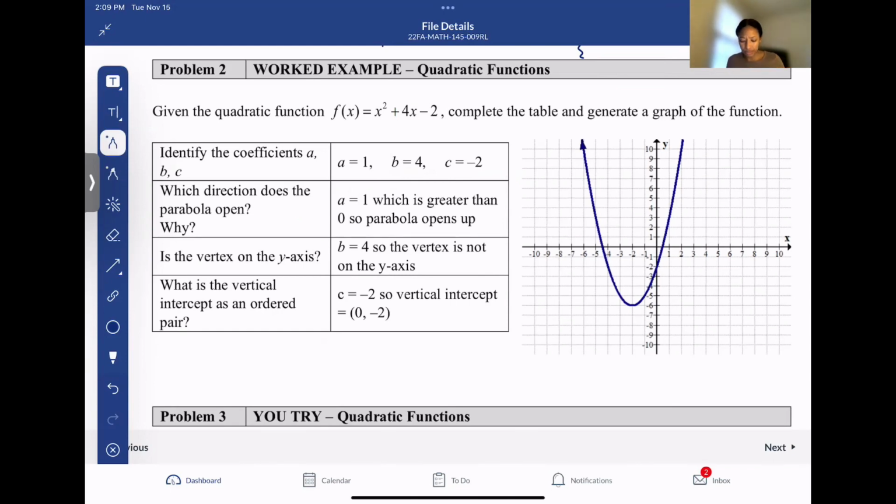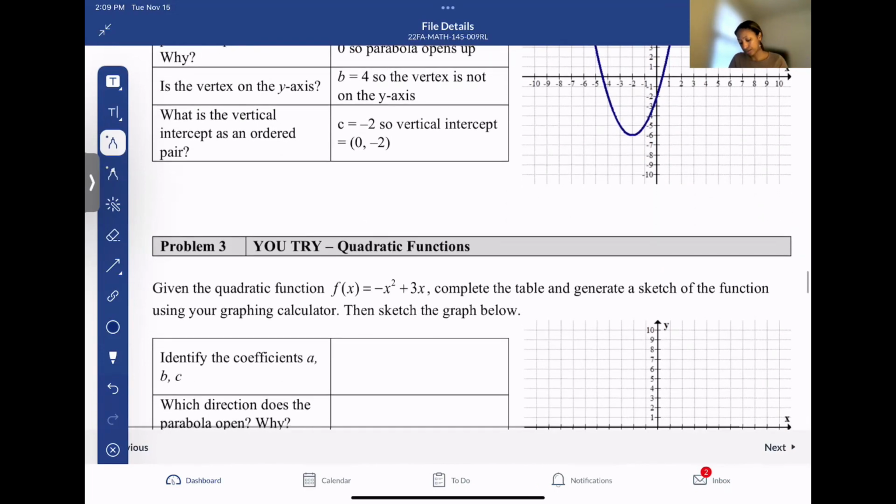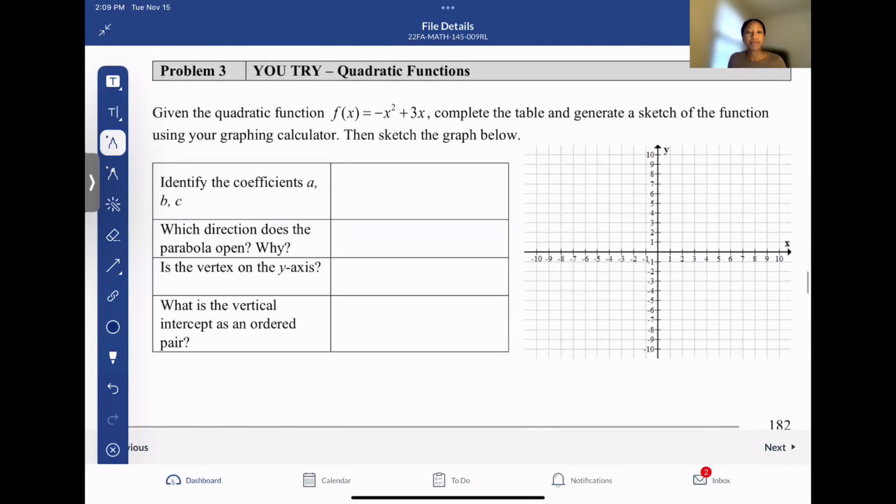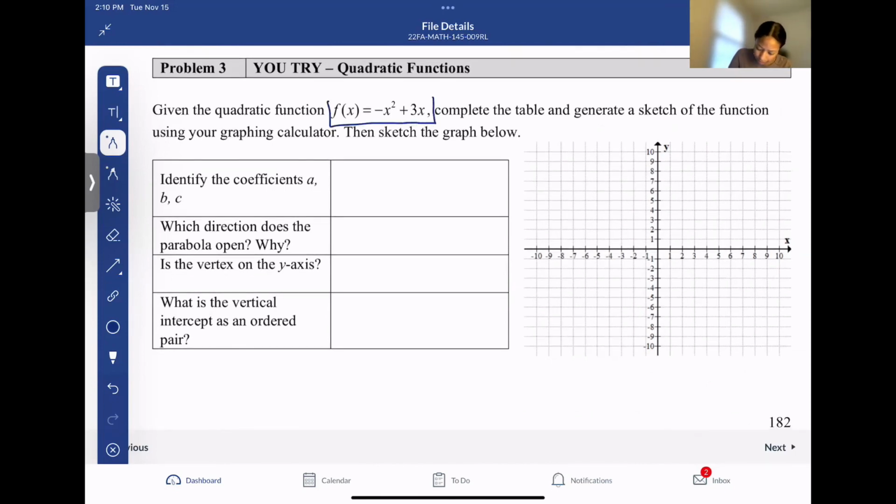All right, like I said, problem 2 is done. Let's jump to one that we can do. Problem 3. Here we have f of x is equal to negative x squared plus 3x. In this case, a is equal to negative 1, since we have negative x squared. And then plus 3x, b is equal to 3. And then there is no constant term, so c is equal to 0.